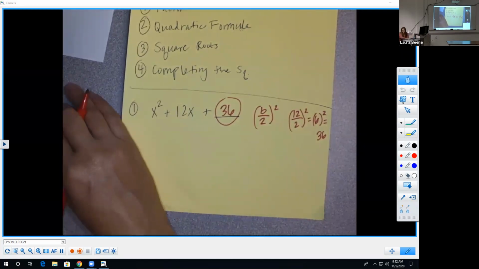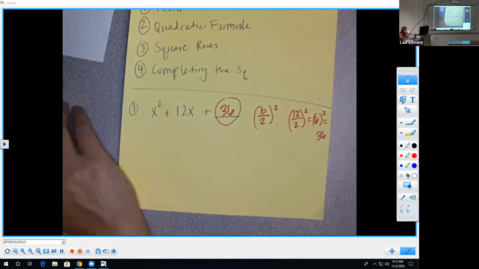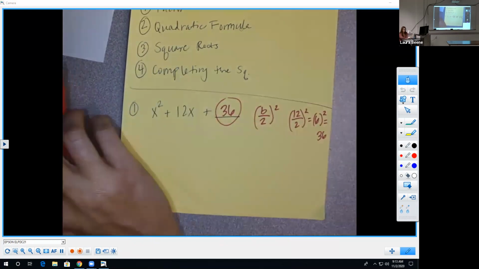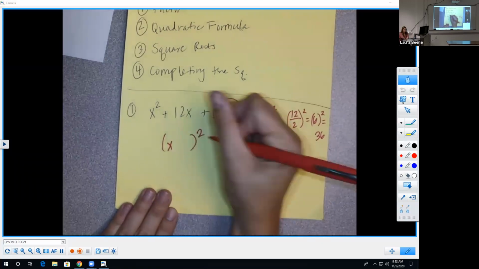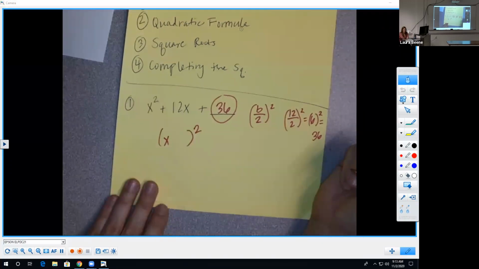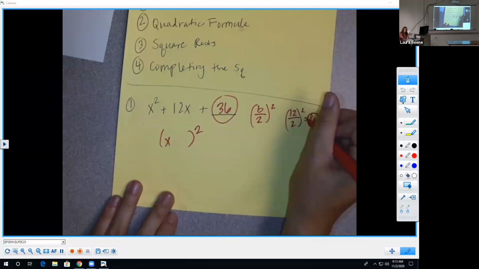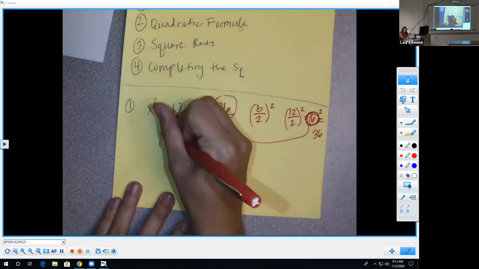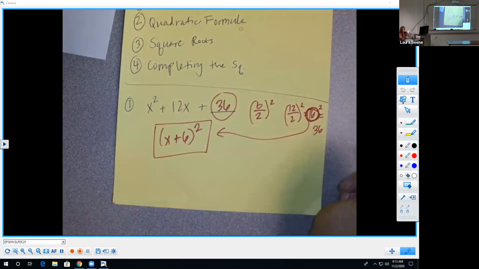Because you could factor using the AC method, which things multiply to get 36, add to get 12. Excuse me, and that would be 6 and 6. Or the shortcut way to do it is it always factors into a parenthesis with x and a squared on the outside. And the number that goes on the inside is the number before you squared it, just the b divided by 2. So the number is 6, and it's a positive 6, so it's x plus 6 squared.